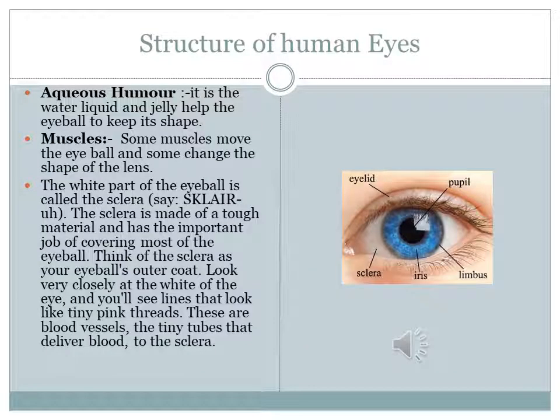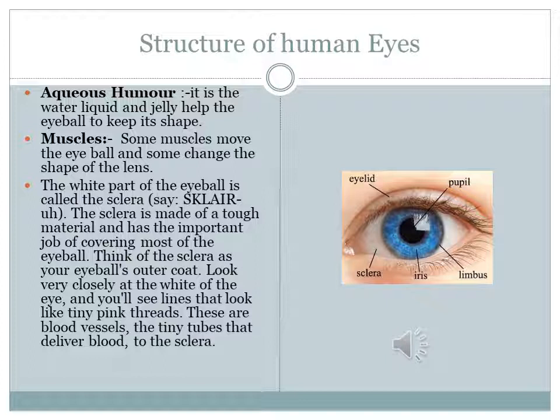Aqueous humor: it is the watery liquid and jelly that helps the eyeball to keep its shape. The eye receives oxygen through the aqueous. Its function is to nourish the cornea, iris, and lens by carrying nutrients. It removes waste products excreted from the lens, and maintains pressure and thus maintains the shape of the eye. Muscles: some muscles move the eyeball and some change the shape of the lens.